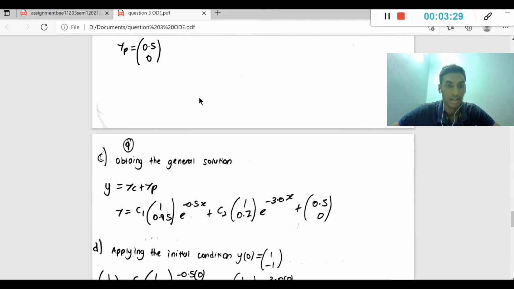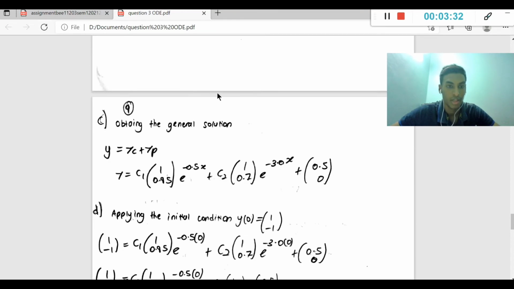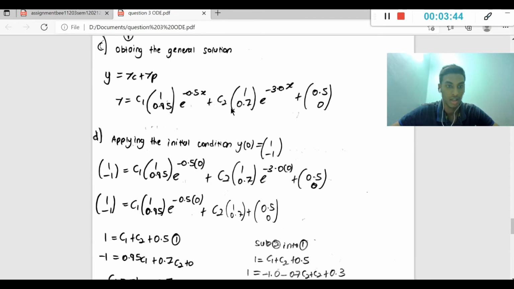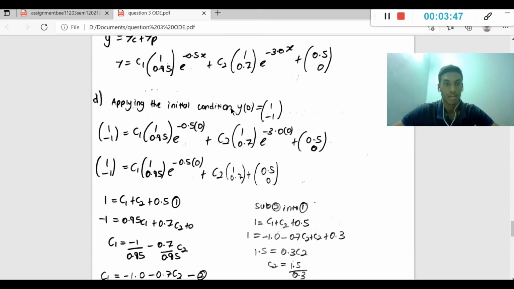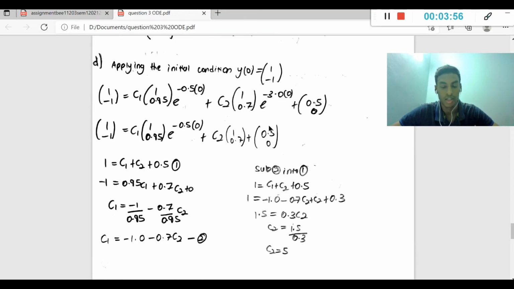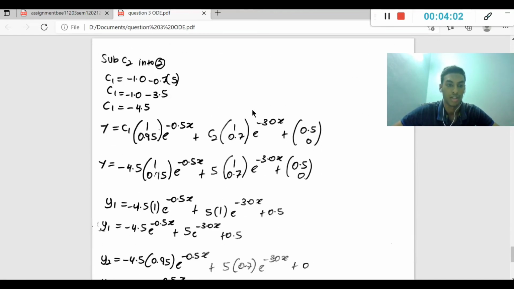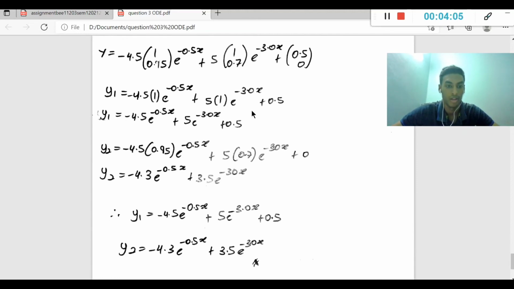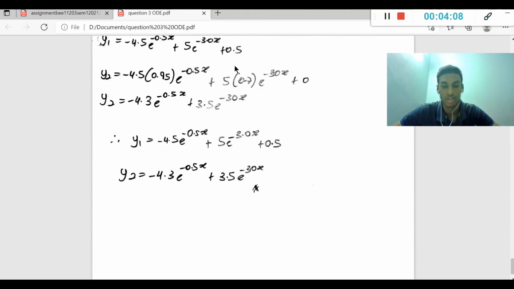The ninth step, which is part C, will be obtaining the general equation. So we have to find the YC and YP and then add them together, and finally the last step, which is part D, by applying the initial condition when t equals 0, x is 1 and negative 1, and based on the calculation and the substitution method, we are able to get the value of y1 and y2. Next I will show my MATLAB calculation.